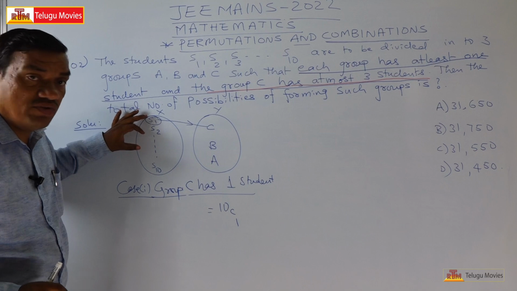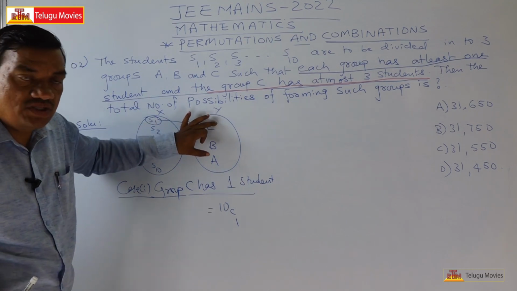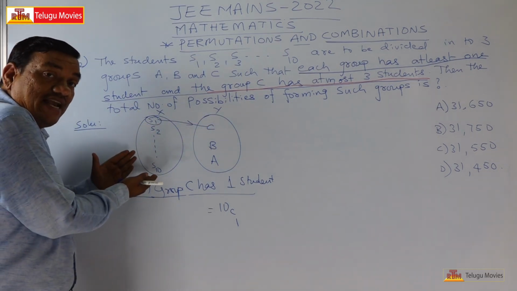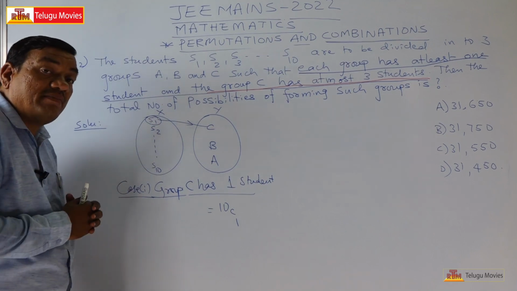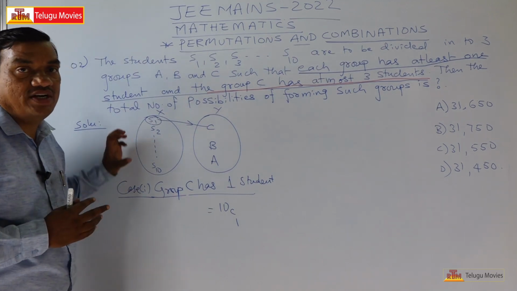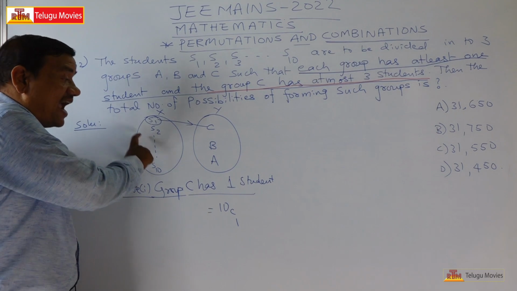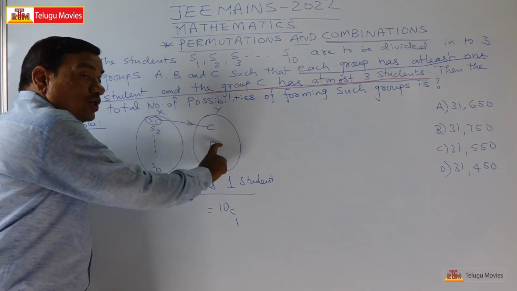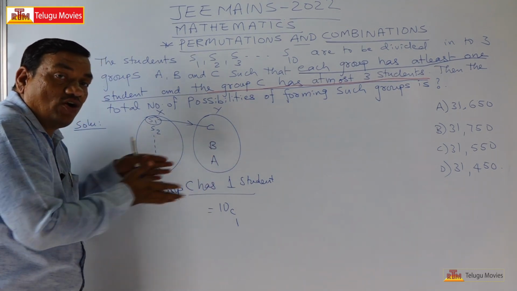So, out of them, 1 student is already allotted to group C. In this set X, how many students will be remaining? 9 students will be there. These 9 students will be allotted to B and A. Is it not the onto function?